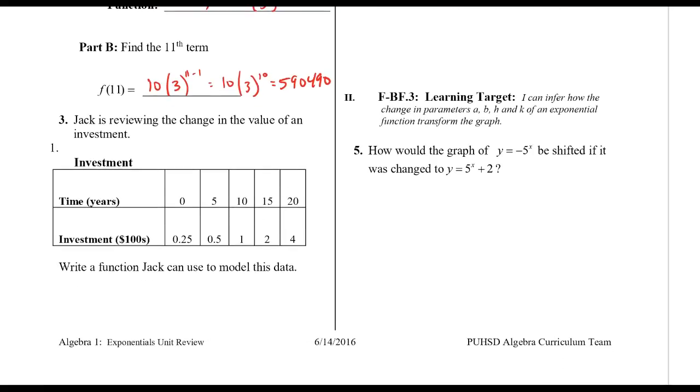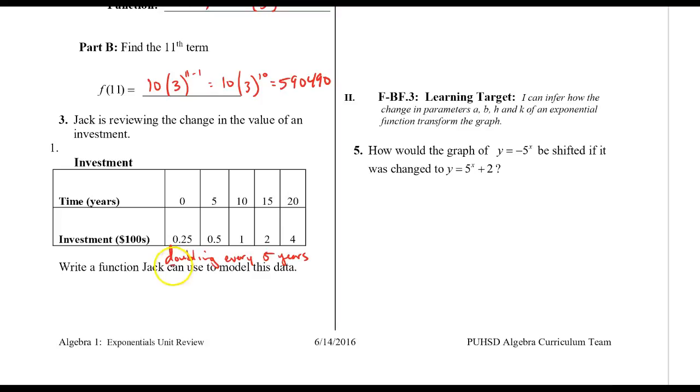Number 3, Jack is reviewing the change in the value of an investment. Write a function Jack can use to model this data. So the time, it looks like they're not increasing by 1s, we're increasing by 5s. And the investment in hundreds of dollars is going from 0.25, so that would be like $25. Then we go to 0.5, which would be $50, then 100, then 200, then 400. So it looks like we are doubling, but we're not doubling every year, we're doubling every 5 years.